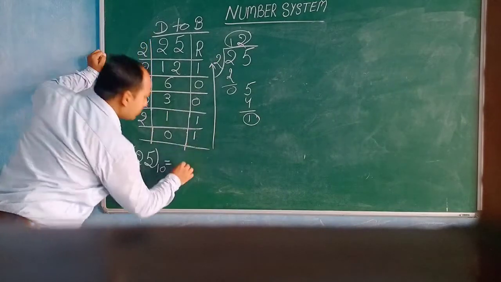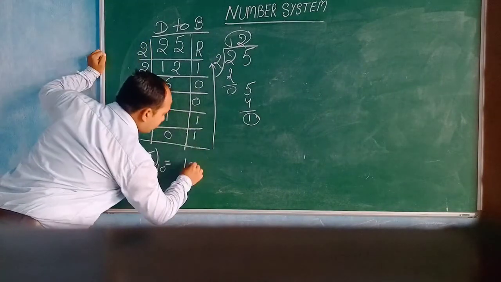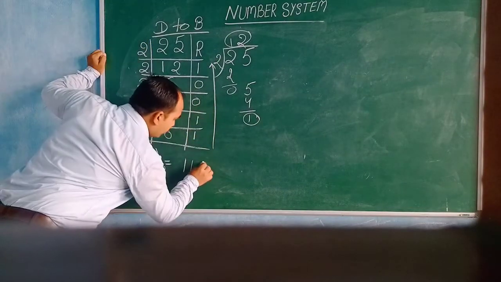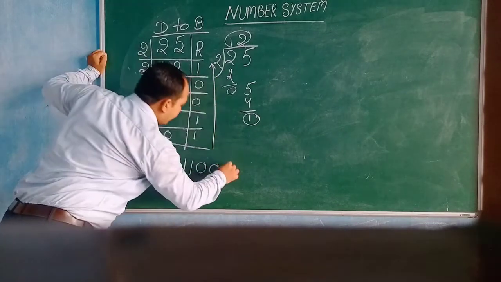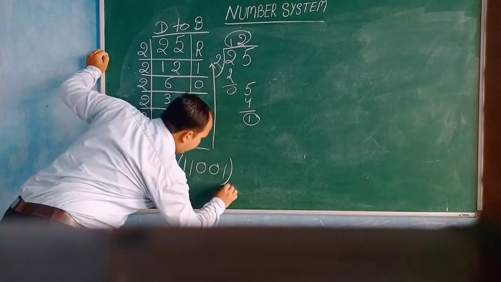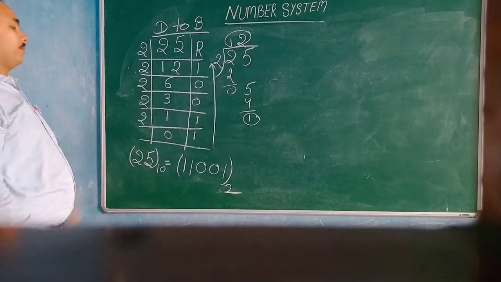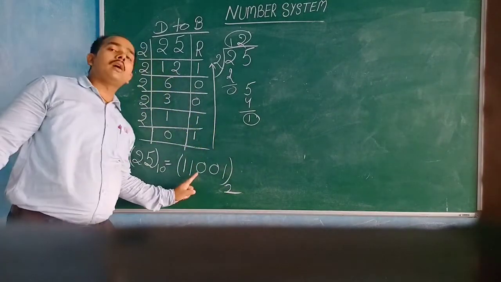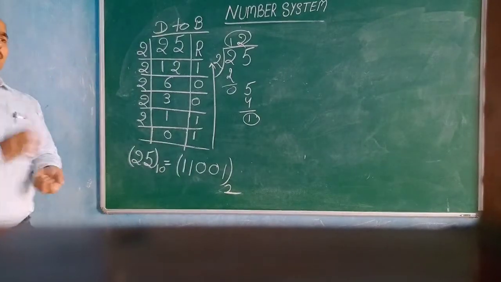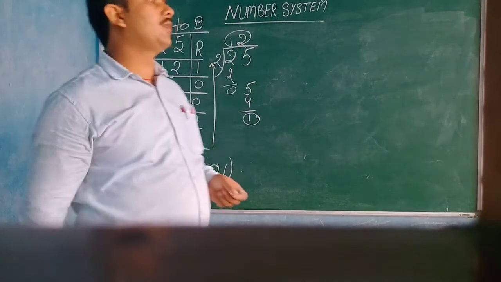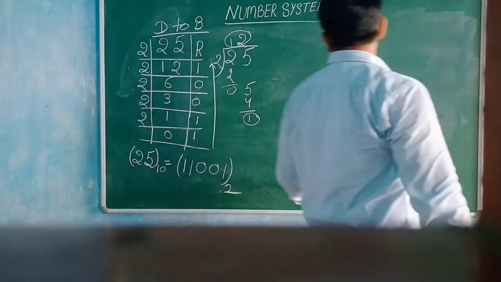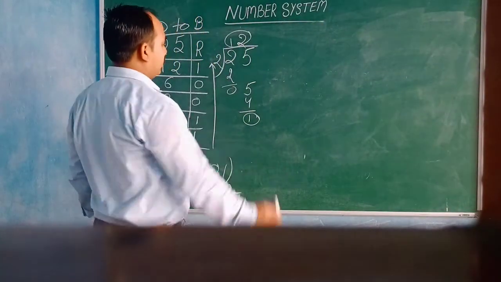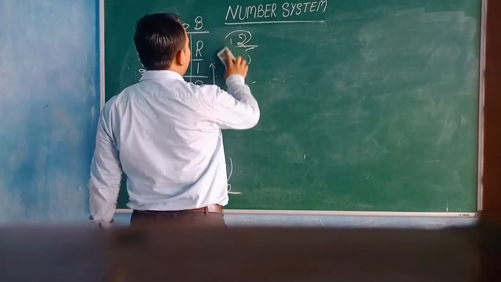So 1, 1, 0, 0, 1, and here we will put the base. This is the answer. Dear students, after solving the questions, many students are always confused whether it is correct or not correct.